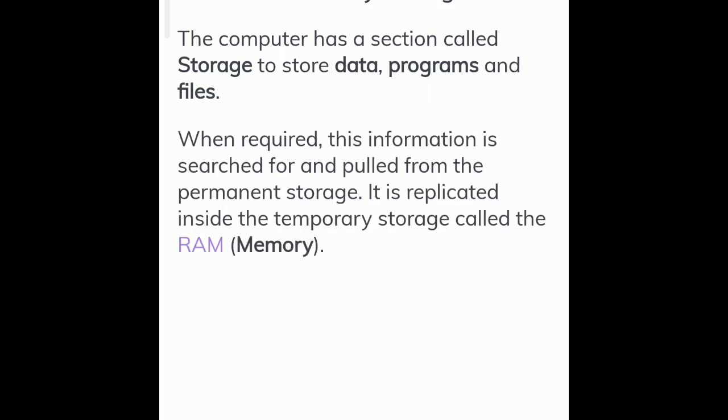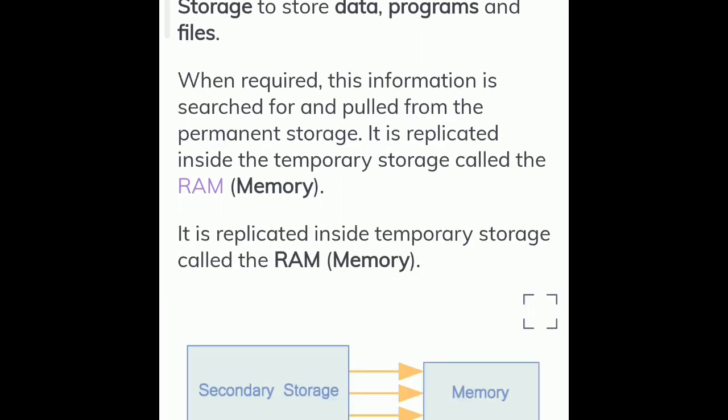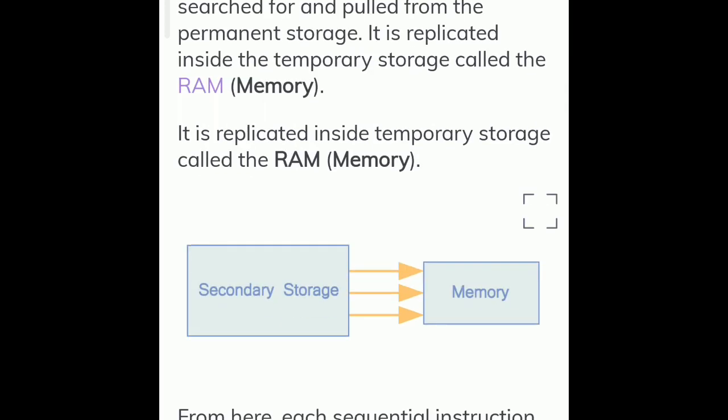The computer has a section called storage to store data, programs and files. When required, this information is searched for and pulled from the permanent storage. It is replicated inside the temporary storage called the RAM memory. From here, each sequential instruction is loaded into the CU, which then executes it.